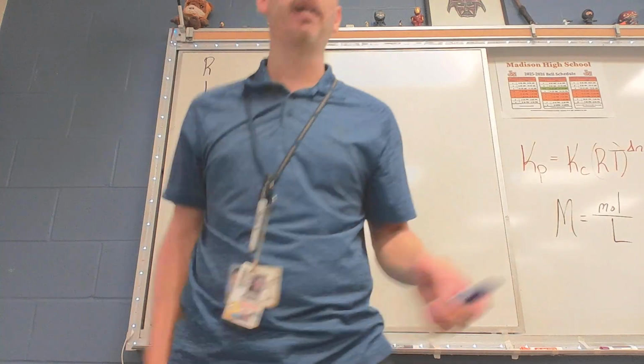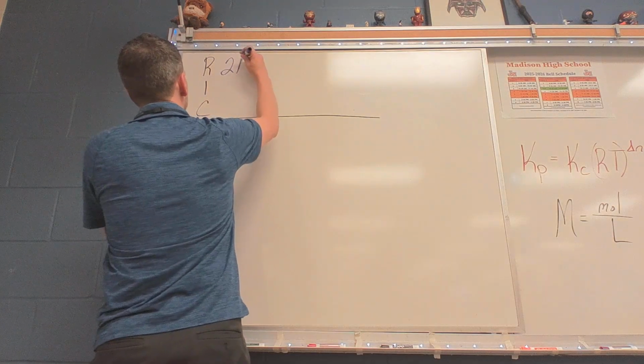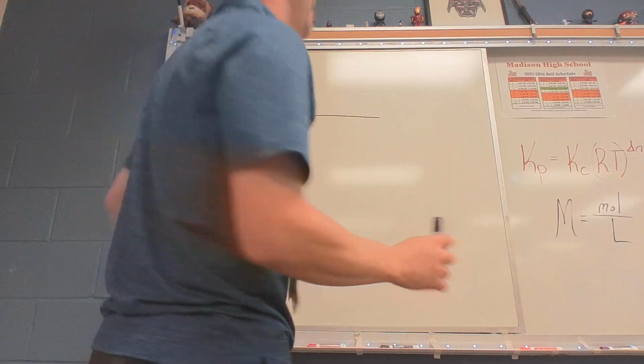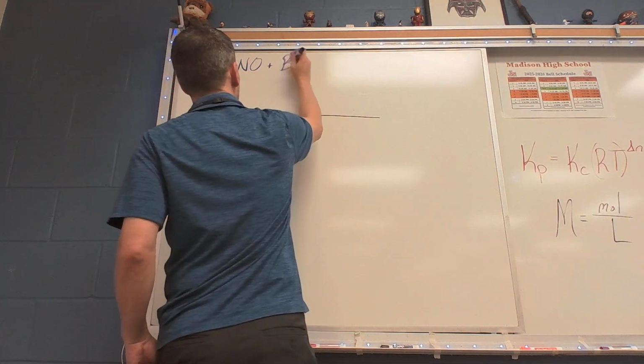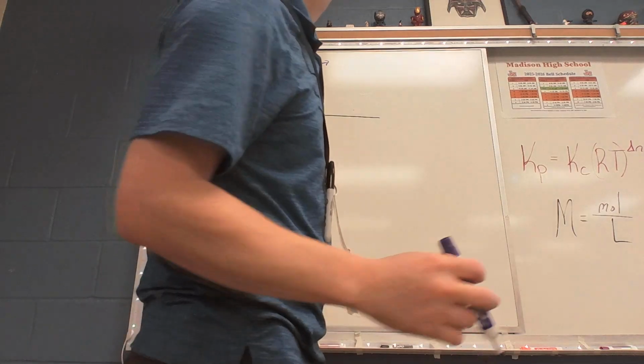R stands for reaction. Write it down. 2 nitrogen monoxides react with bromine to go to equilibrium with 2 NOBr.